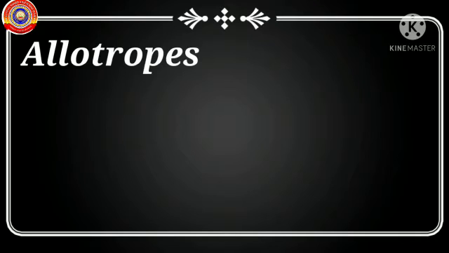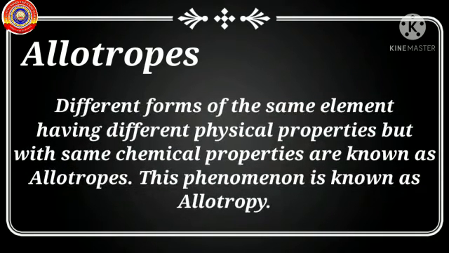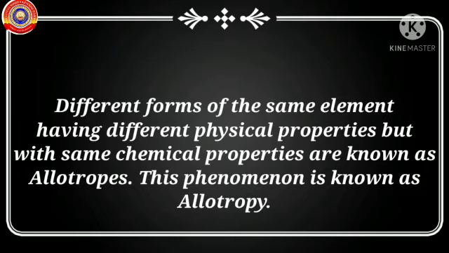Well, allotropes. Allotropes are the different forms of the same element having different physical properties but with the same chemical properties. And this phenomenon is called allotropy. Let me define it in a simple way. Allotrope refers to one or more forms of an element with the same chemical properties but differing in their physical properties. For example, carbon. The element carbon exists in nature in different forms.